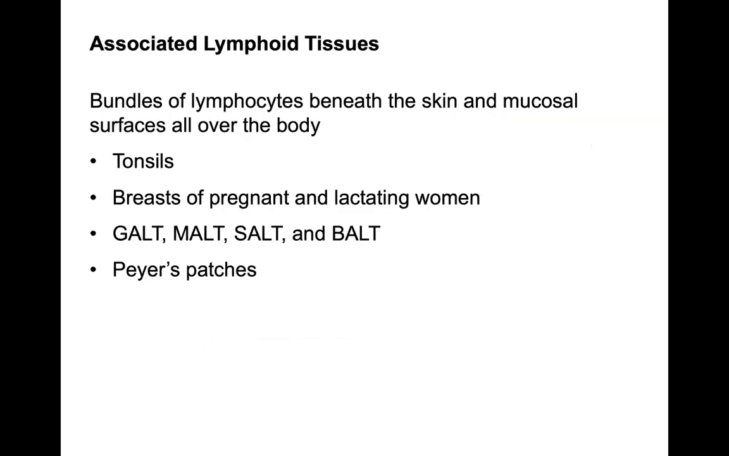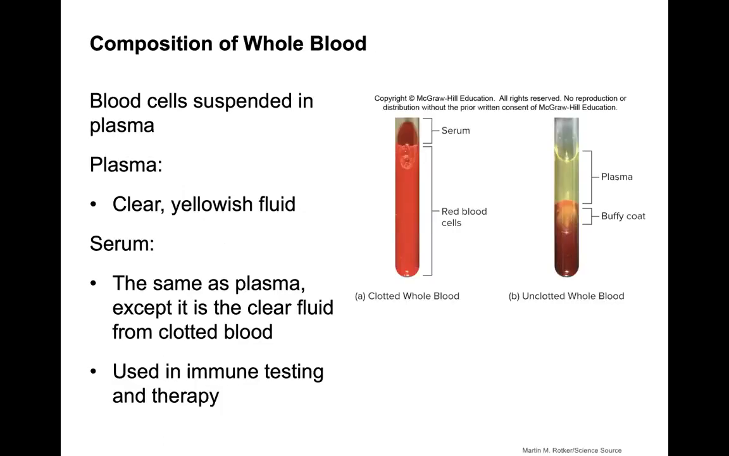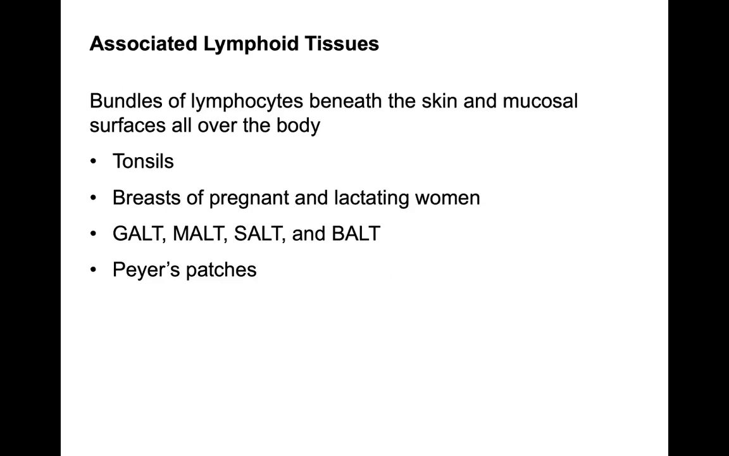Associated lymphoid tissues, these are bundles of lymphocytes beneath the skin and mucosal surfaces all over the body. This includes your tonsils, breast of pregnant and lactating women, GALT, MALT, SALT, and BALT, and Peyer's patches. GALT, MALT, SALT, and BALT, these are all what we call associated lymphoid tissues. These are essentially scattered throughout the body, all over the place. For example, MALT stands for mucosa-associated lymphoid tissue.